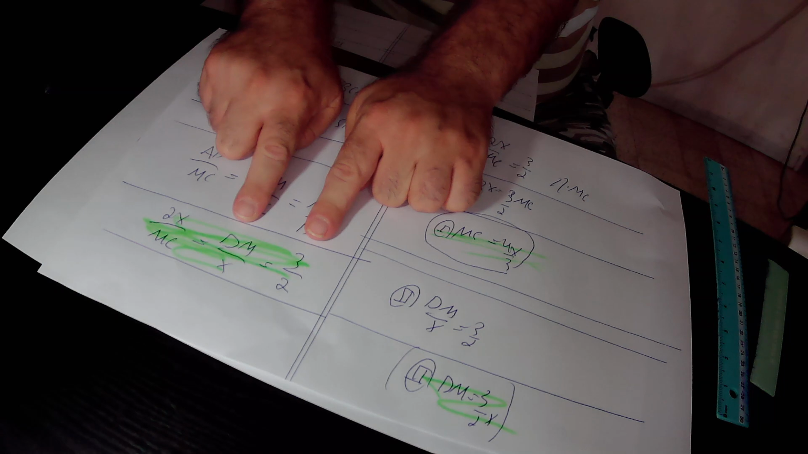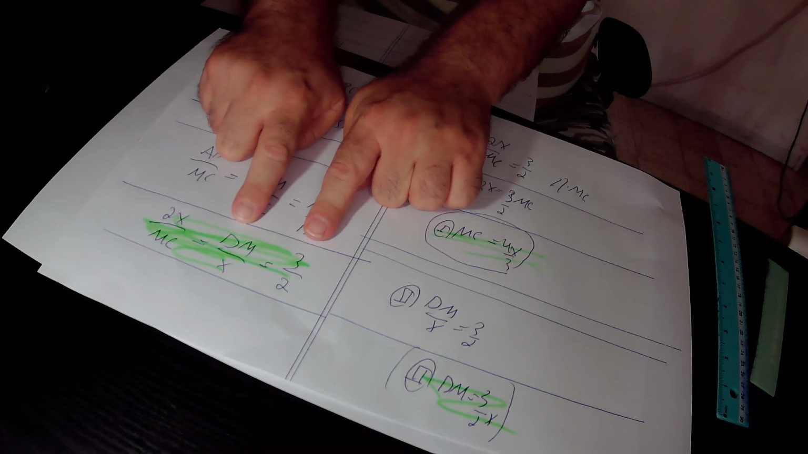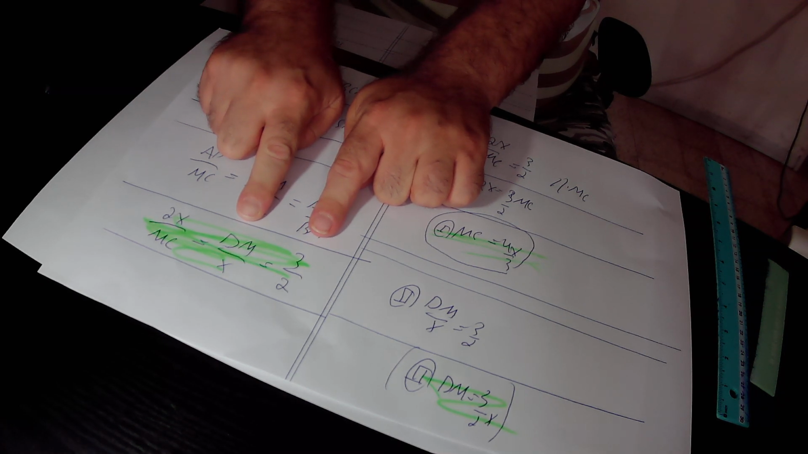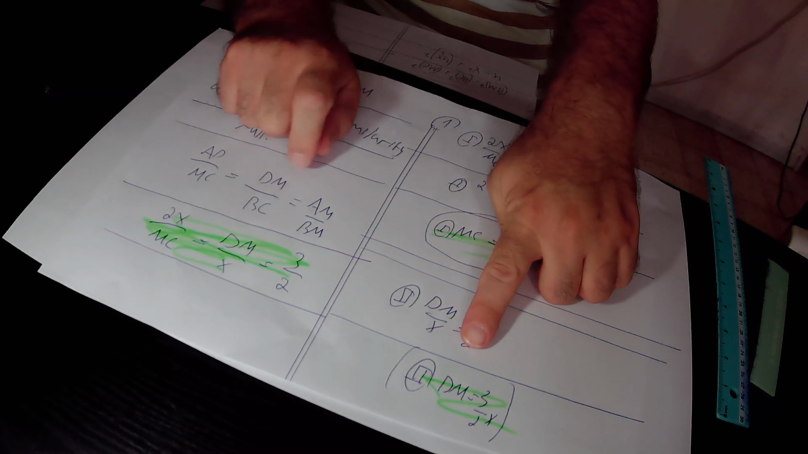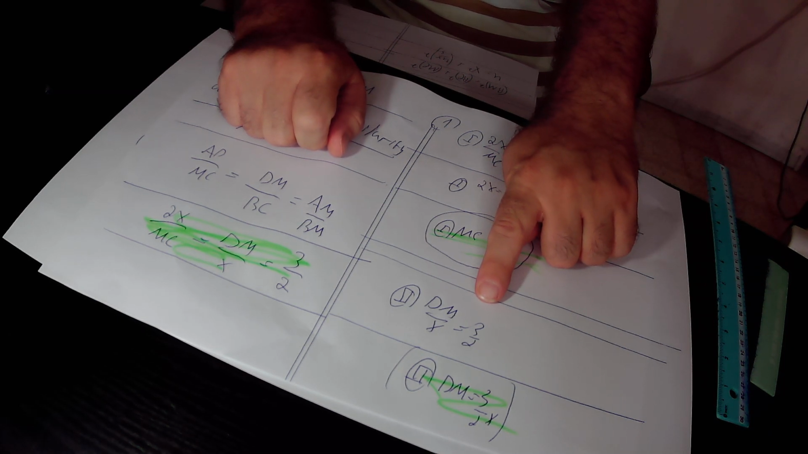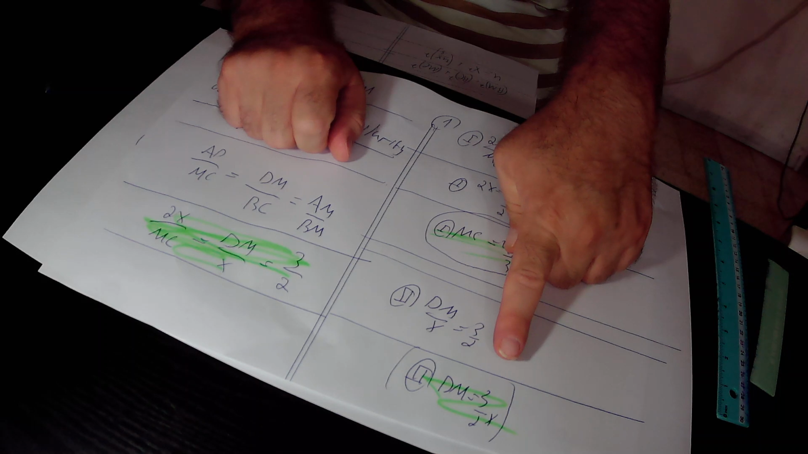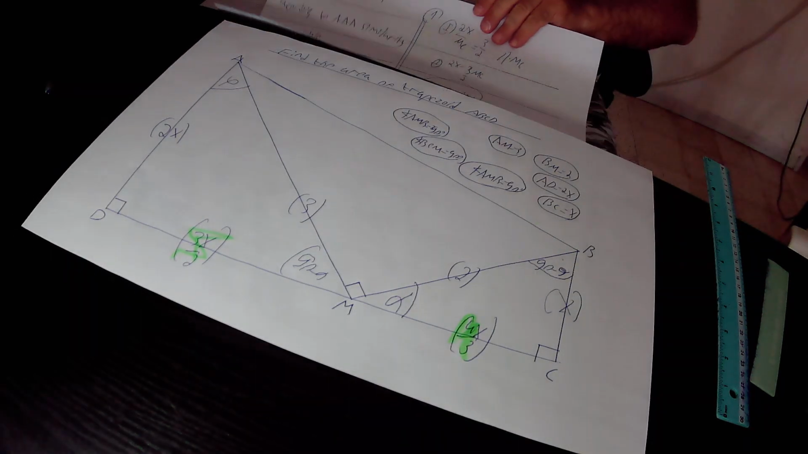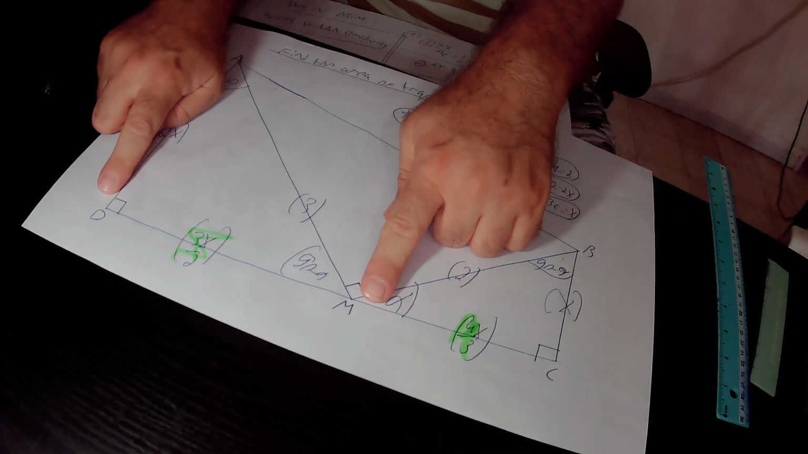Those two expressions are also equal to each other, therefore we get equation 2. So according to equation 2, DM over x equals 3 halves. Here we multiply this equation by x, and finally find that DM equals 3 halves times x, so 3x over 2. Here DM equals 3x over 2.